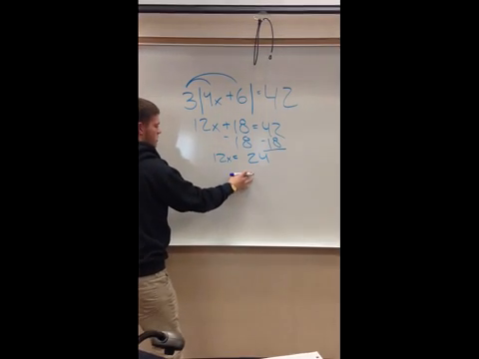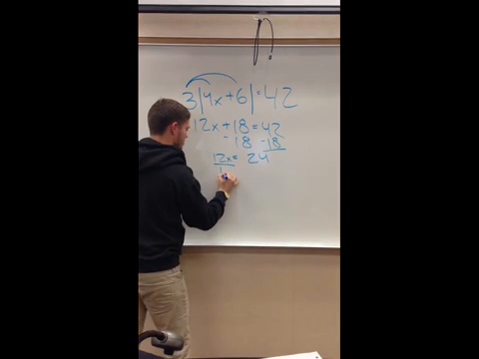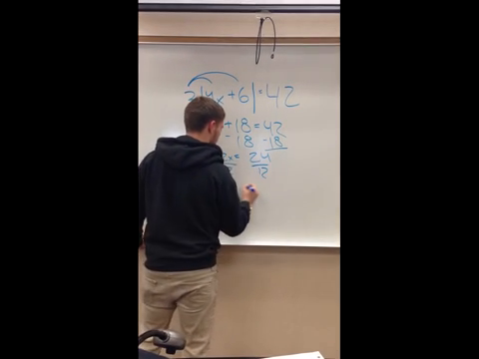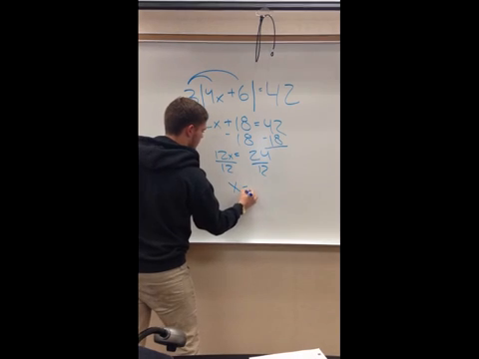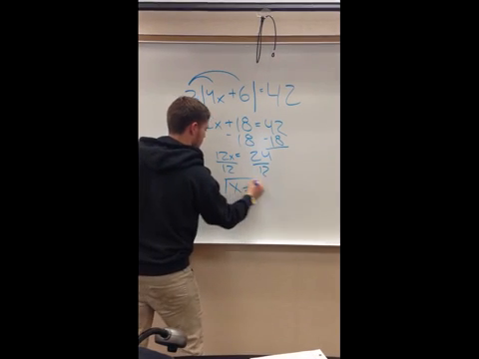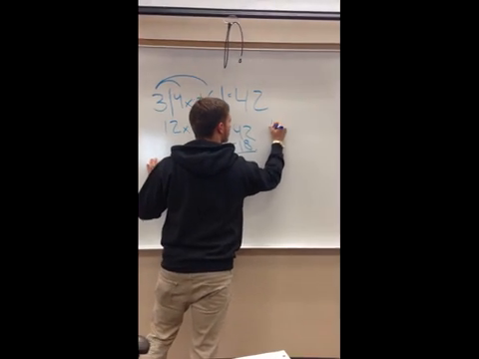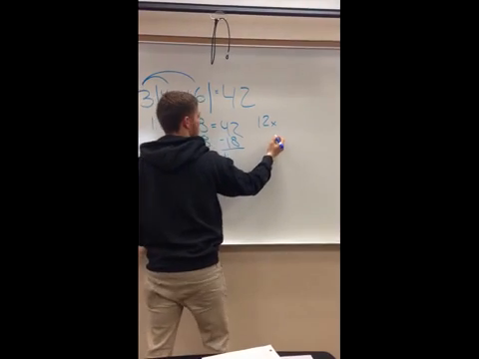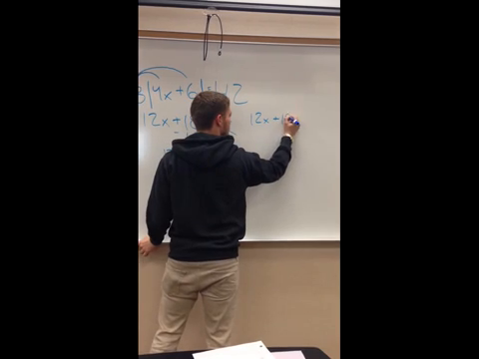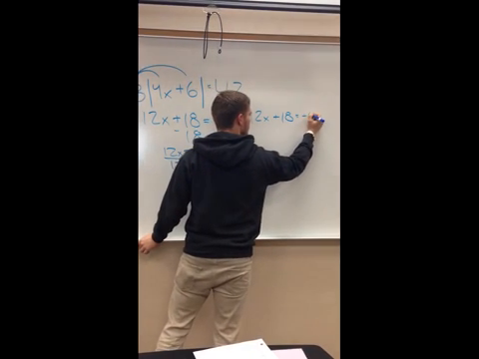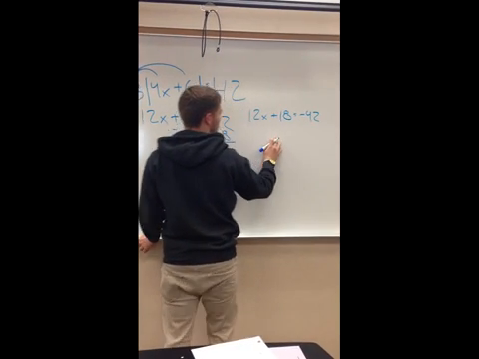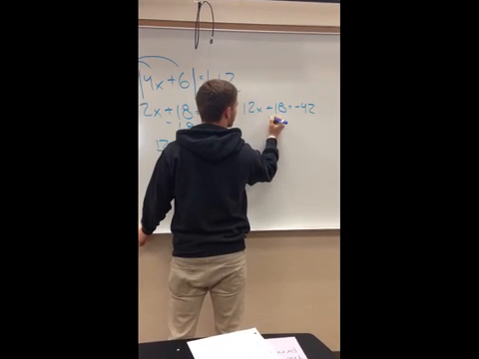Then you need to divide both sides by 12 to isolate your x. And for our first answer, we get x equals 2. Now we need to set it equal to negative 42. So we're going to do the same problem, but equal to negative. So we subtract 18 again from both sides.